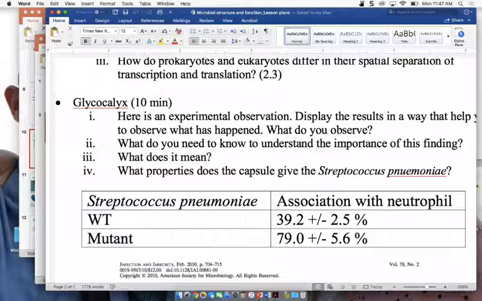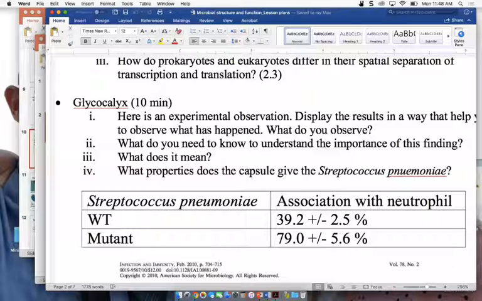Okay? So the last question up here, what properties does a glycocalyx give Streptococcus pneumoniae? So take a look again at the wild type versus the mutants. Which are more frequently associated with neutrophils? The mutants, right? And again, they're missing glycocalyx. So what does the glycocalyx do? Yeah, that's a great interpretation. Protects the streptococcus, prevents them from being destroyed by neutrophils or from being detected by the immune system.